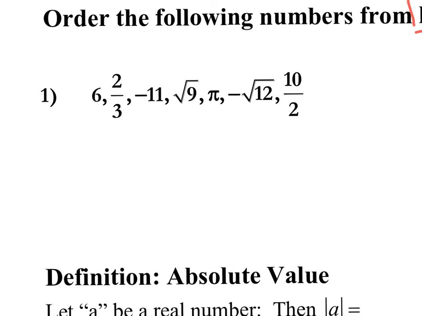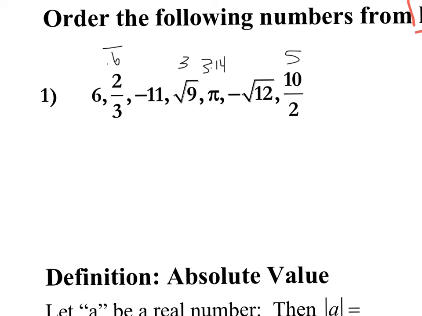And so what I like to do, I think best in decimals. So what I'm going to do is translate each of these into a decimal. 6 is already a decimal. 2/3 you know is 0.666 repeating, or 0.6 with a bar. And -11 we've already got. Radical 9 you know is just 3. Pi, you should recognize that symbol, 3.14. Radical 12, I'm going to skip that for a second, but 10/2 you know is 5.